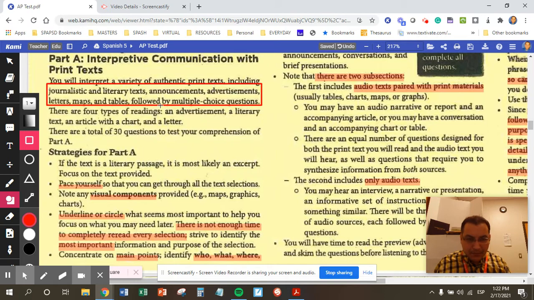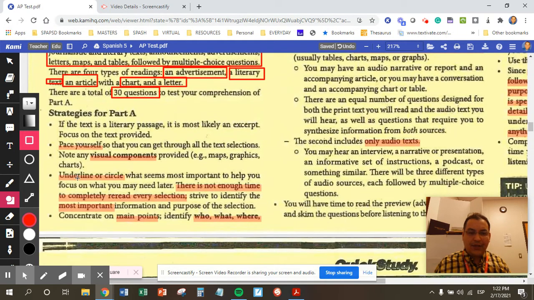Entonces, vamos a ver. Advertisement, no hay muchas palabras, es fácil. A literary text, that's a little harder. An article, even harder. Chart and letter, easier. Not too bad. There are a total of 30 questions again. Okay. So let's see the strategies.